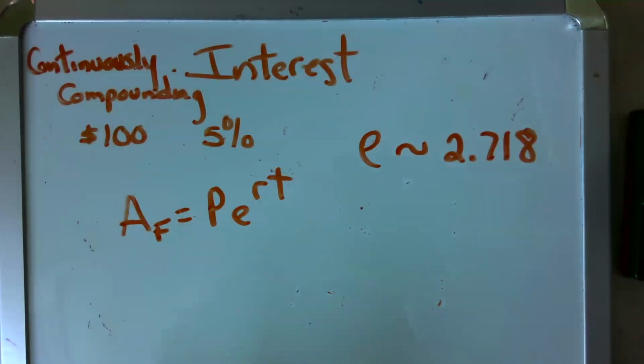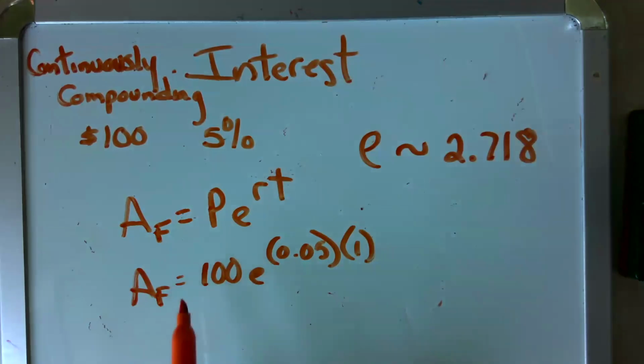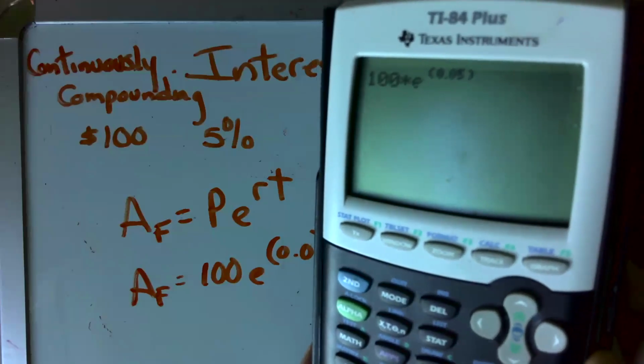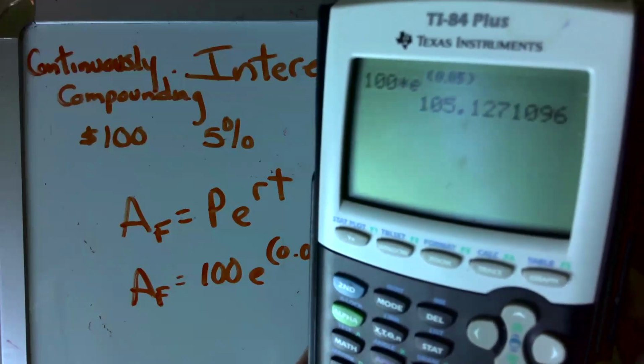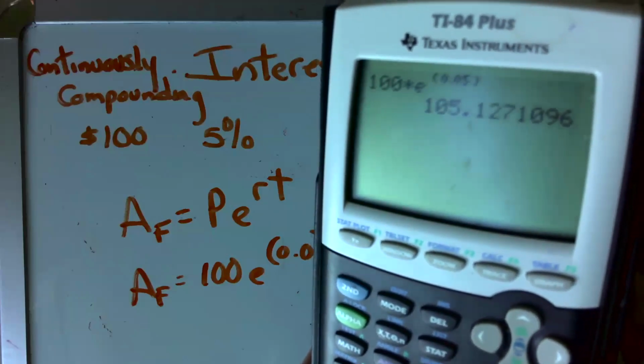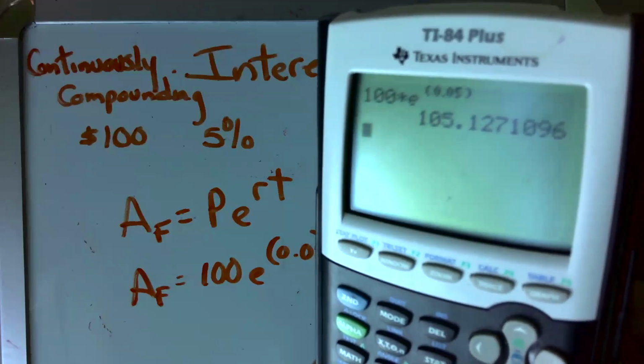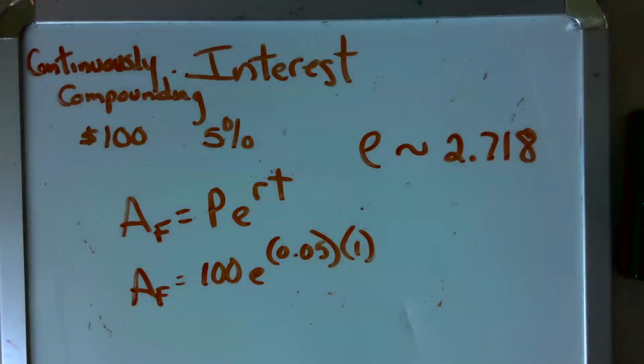So if I am continuously compounding my $100 for that same first year, that would look like this. My amount final will equal my $100 times e raised to the 0.05 times 1. And when I put that in my calculator, that's 100 times e raised to the 0.05. I get $105 and about 13 cents. So continuously compounded is going to be your best interest rate, but that should give you a good start on the difference between simple interest, compounded interest, and continuously compounding interest.